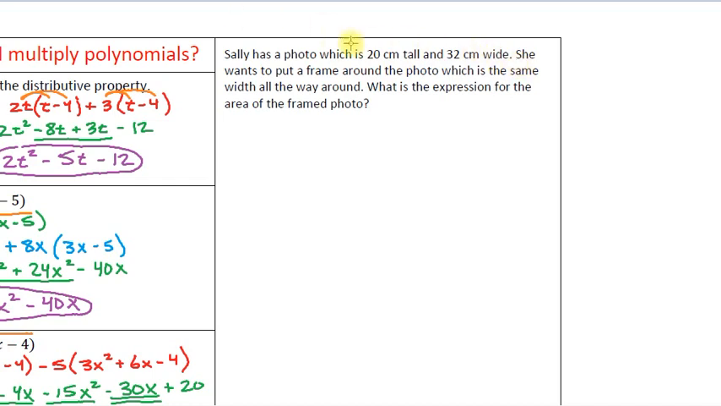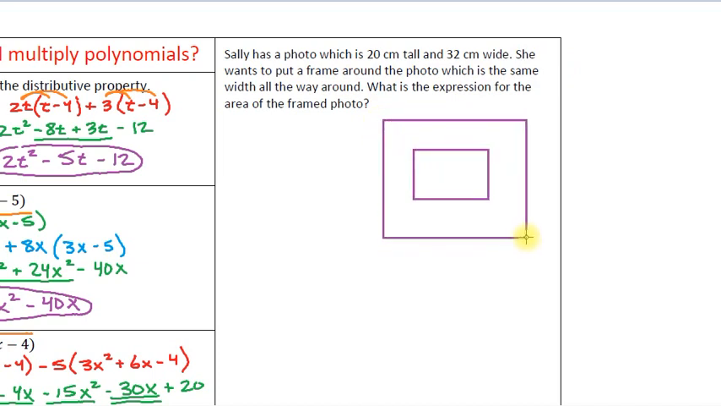So again, class, I would recommend you go ahead and make a diagram. Let's make this one relatively big now because I'm going to label some things for you. So I'm going to make a photo here. And then she wants to put a frame around the photo, which is the same width all the way around. Let's go ahead and put a big frame around this photo. Okay, so there's what we have so far.